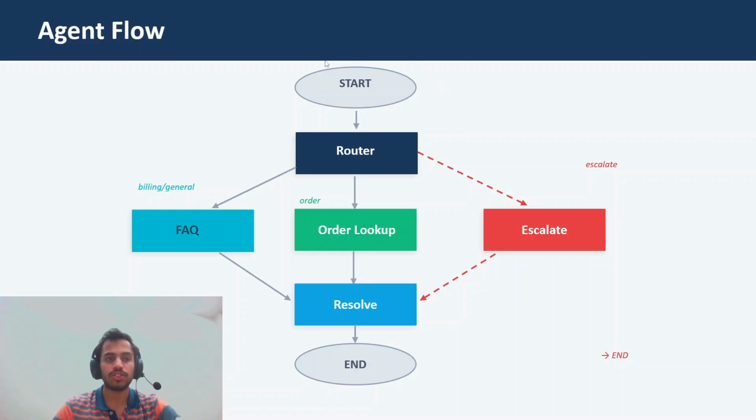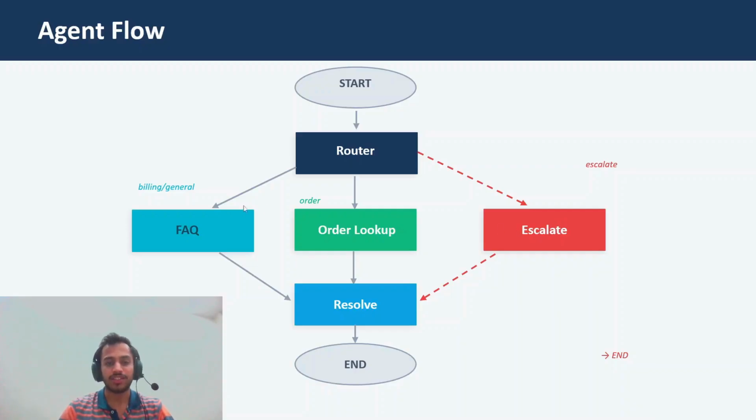Okay, so this is how our customer support agent will look. Whenever a query comes in, it will first go towards the router node, and the router node will see the nature of the query, whether it is a general FAQ lookup, whether it needs some order lookup, or whether it needs escalation. If it is a general FAQ, it will route towards the FAQ node, otherwise order lookup, otherwise escalate.